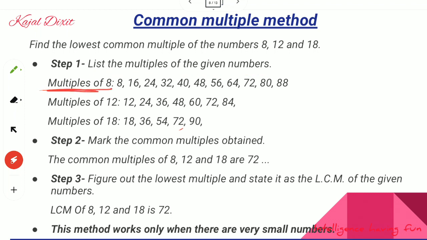So the multiples of 8 are listed as 8, 16, 24, 32, 40, 48, 56, 64, 72, 80, 88 and so on. Okay. Multiples of 12 are 12, 24, 36, 48, 60, 72, 84 and so on. Multiples of 18 are 18, 36, 54, 72, 90 and so on.